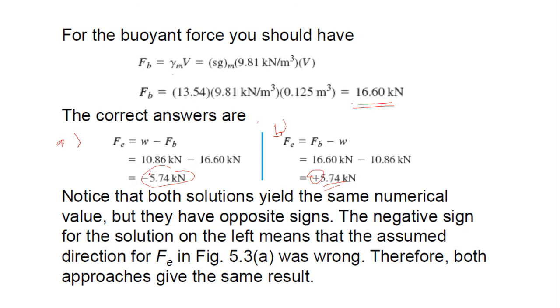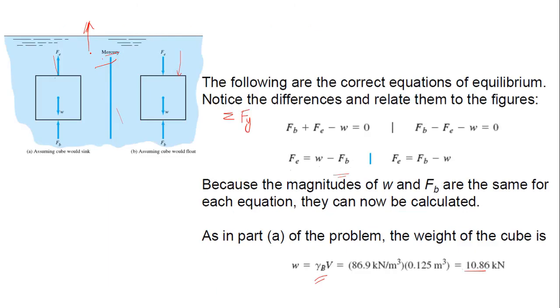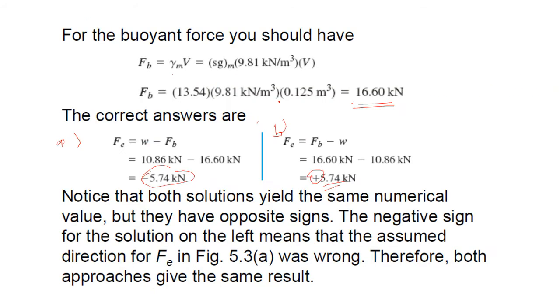Because if this is negative, that means your assumption is wrong, your direction for this one is wrong, so it should be downward. Same as what you assume for B. So that means the direction is going downwards to push the bronze inside. So we need the force to push the bronze to completely submerge in the mercury.